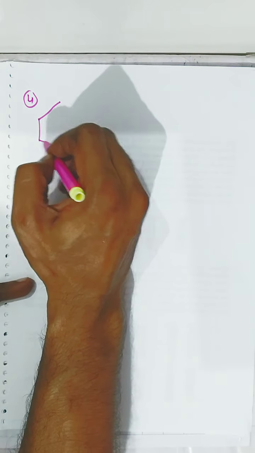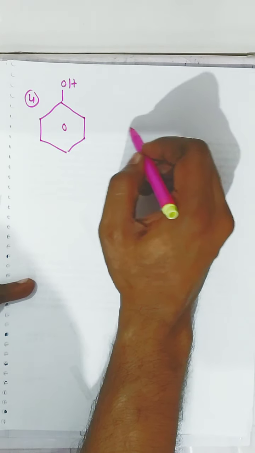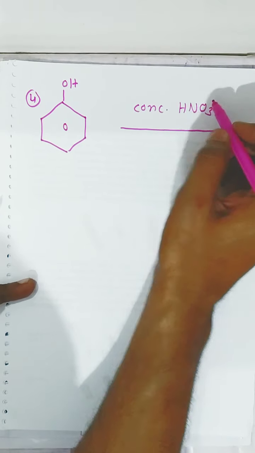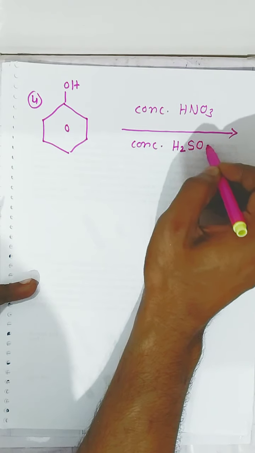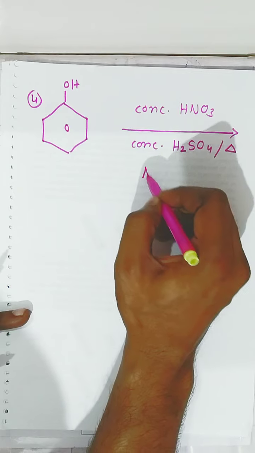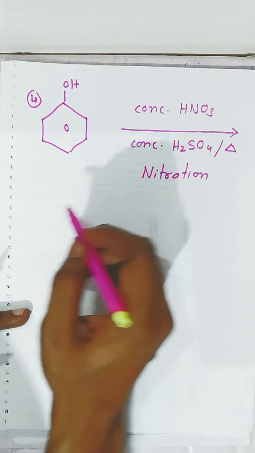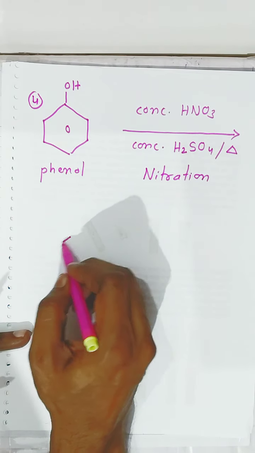Now students, the fourth reaction we are going to see. Phenol is there, students. This is the phenol. We are adding concentrated HNO3 and concentrated sulfuric acid solution, and we have to heat it. You will get picric acid. Here nitration is also taking place, because we are using concentrated HNO3 and concentrated sulfuric acid. So this phenol is converted into picric acid.